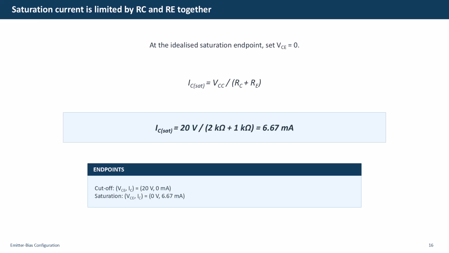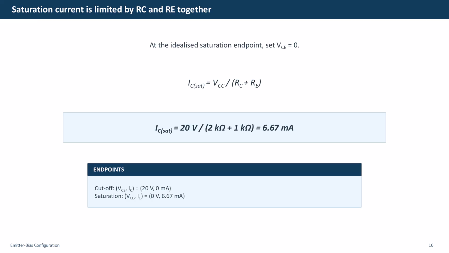At the idealized saturation endpoint, collector emitter voltage is set to 0. The supply voltage is then dropped across the collector and emitter resistors. Because both resistors limit current, the saturation current is VCC divided by RC plus RE. For this example, 20 volts divided by 3 kilo ohms gives 6.67 milliamperes.